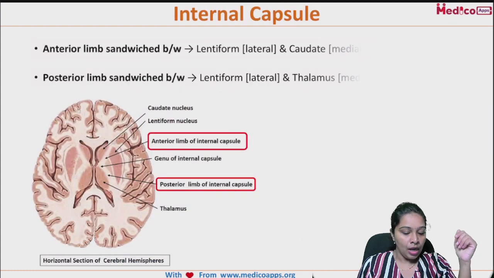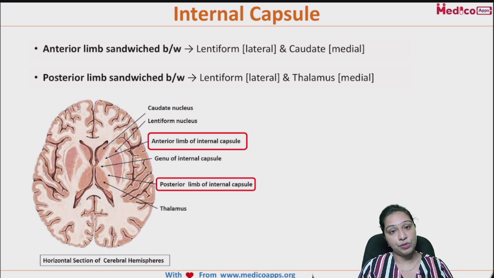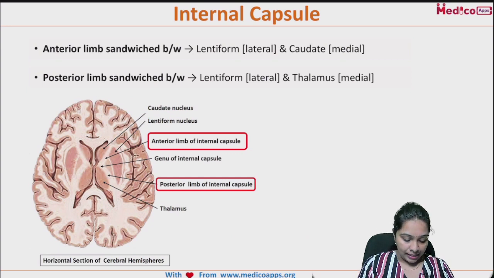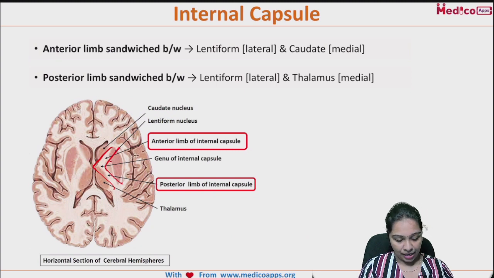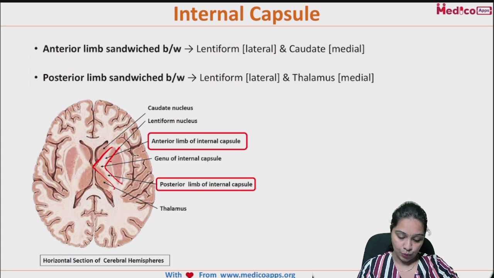All right. Now, when we look at the internal capsule, we know that it has two limbs, the anterior limb and the posterior limb. The anterior limb, as you can note, is sandwiched between the lentiform nucleus laterally, so this is the lentiform nucleus over here, and medially there is the caudate nucleus. This is the caudate and this is the lentiform.